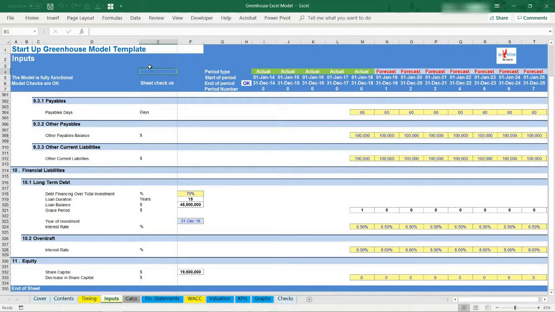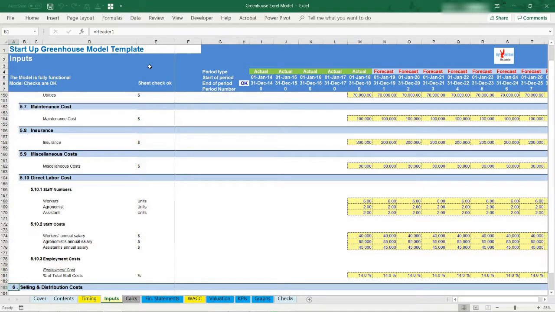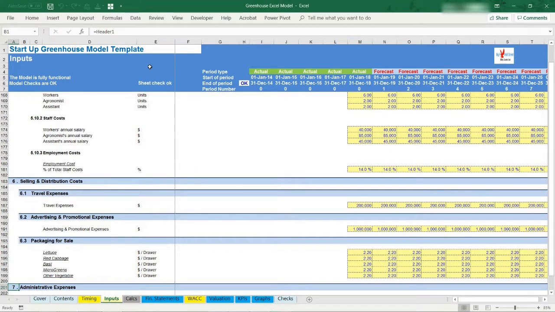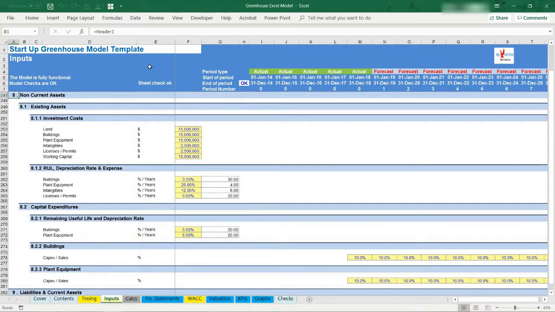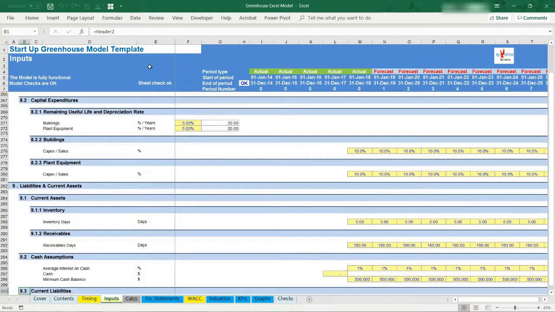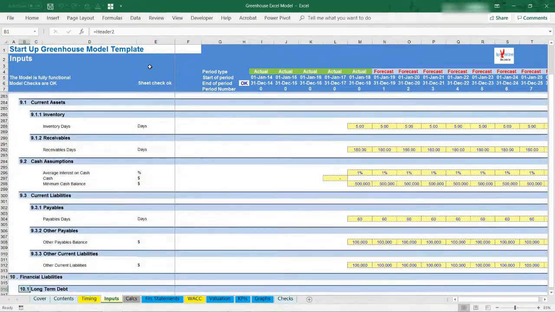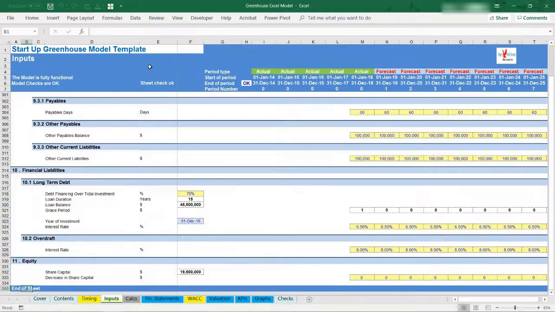On the Inputs tab, you can adjust the various assumptions of the model based on the specifications and requirements of your business. So effectively you can adjust timeline and flags, taxation, inflation assumptions, profit and loss assumptions, sales, costs of goods sold, overheads, balance sheet assumptions, fixed assets both existing and capital expenditures, working capital assumptions by adjusting the working capital days for inventory, receivables, and payables, debt both short-term and long-term, as well as the share capital.